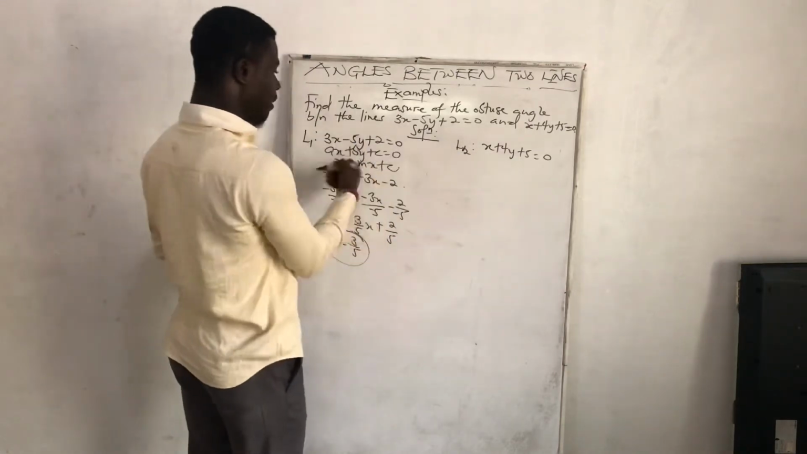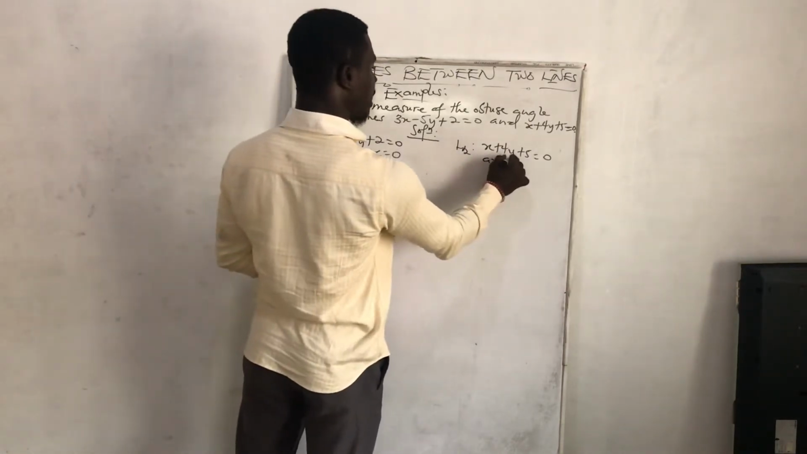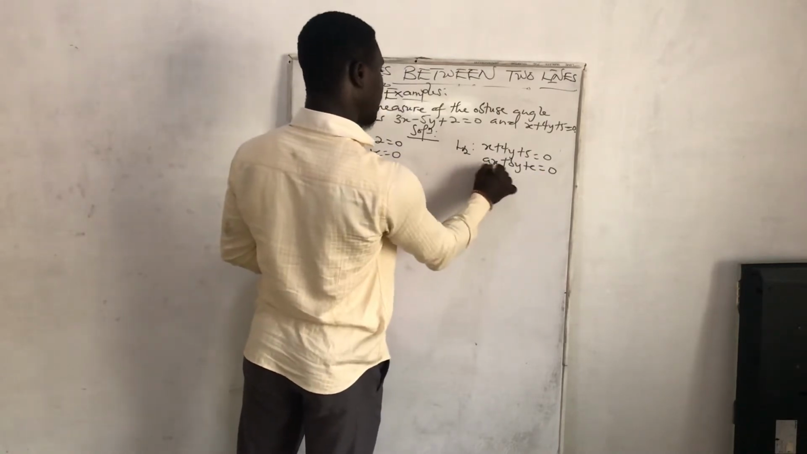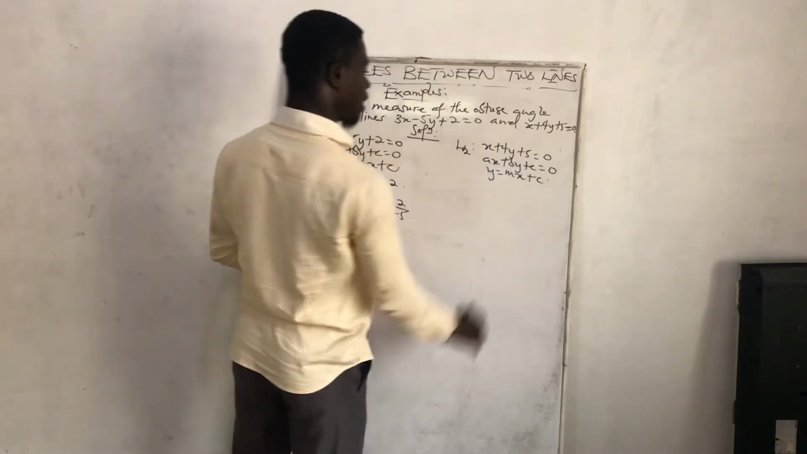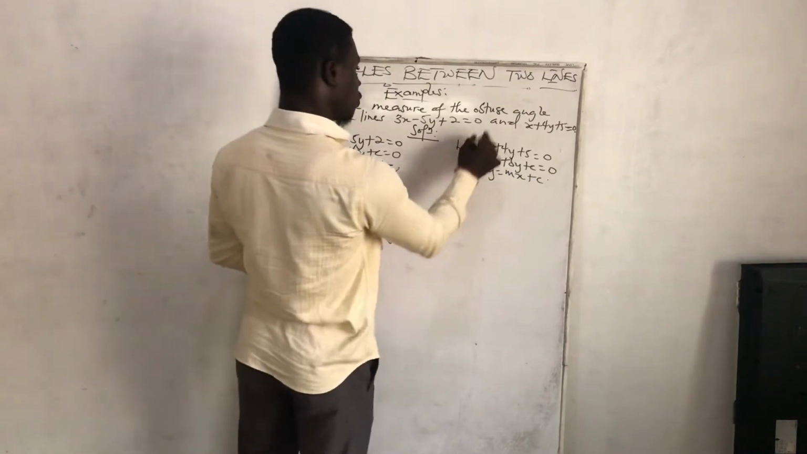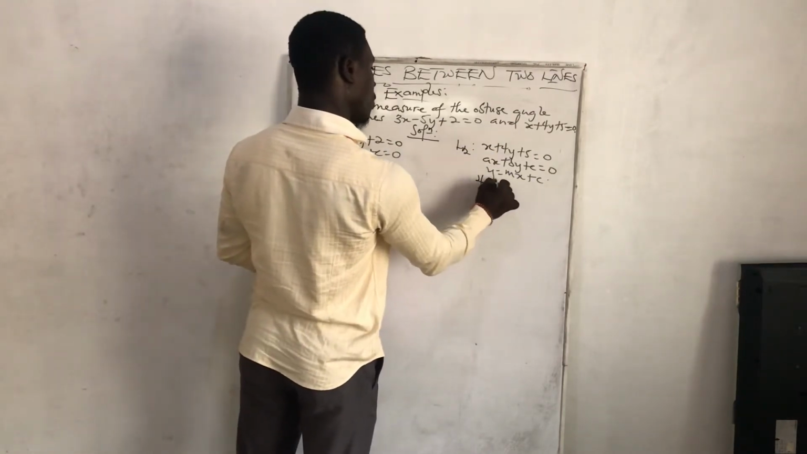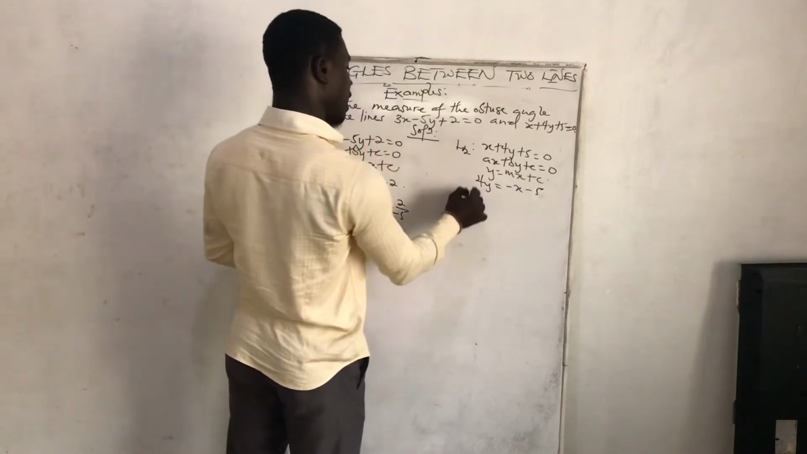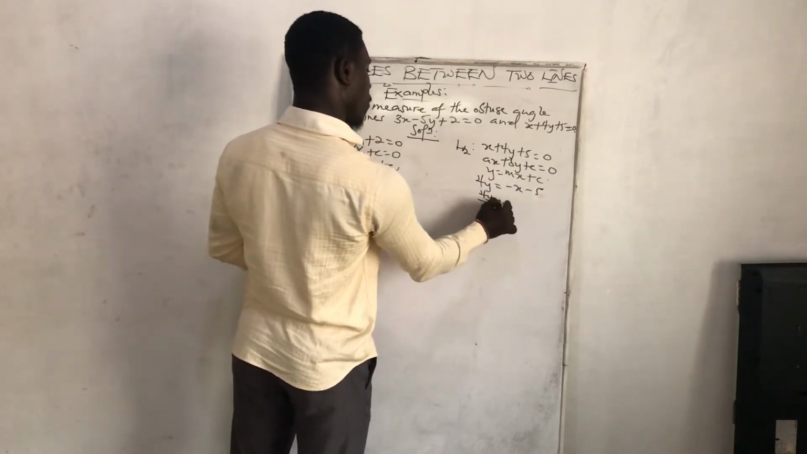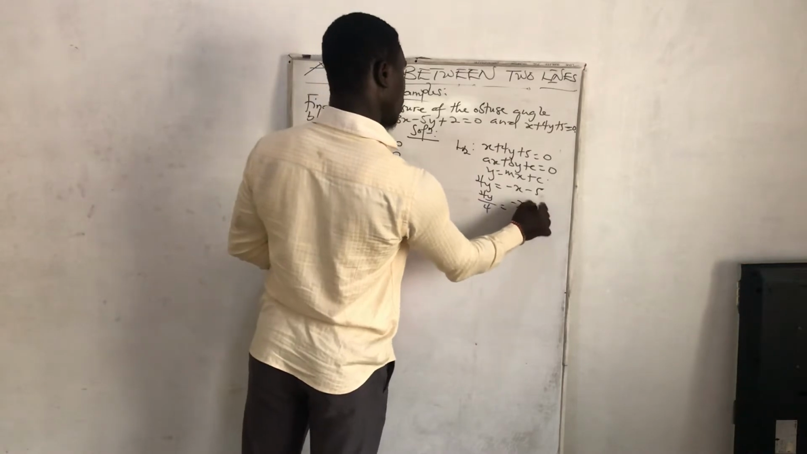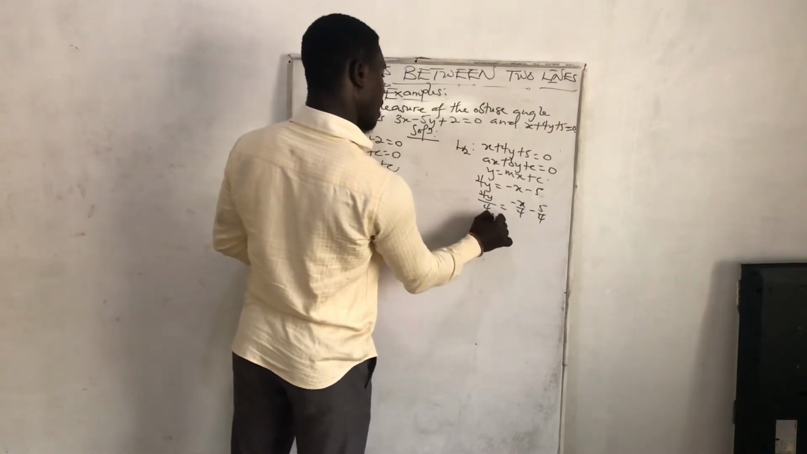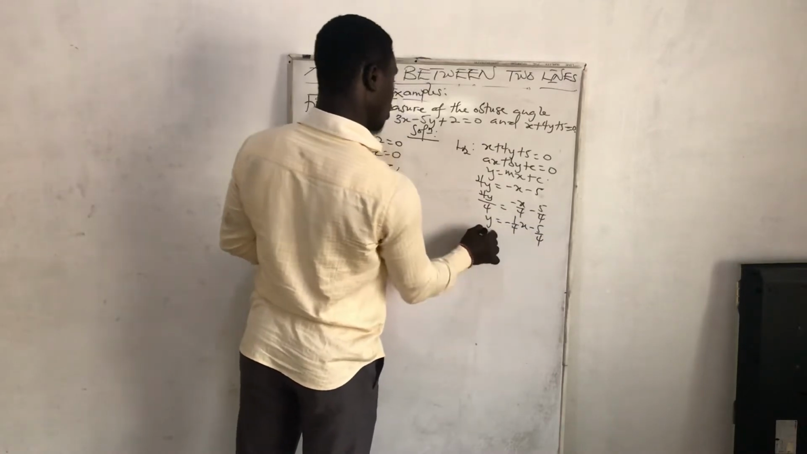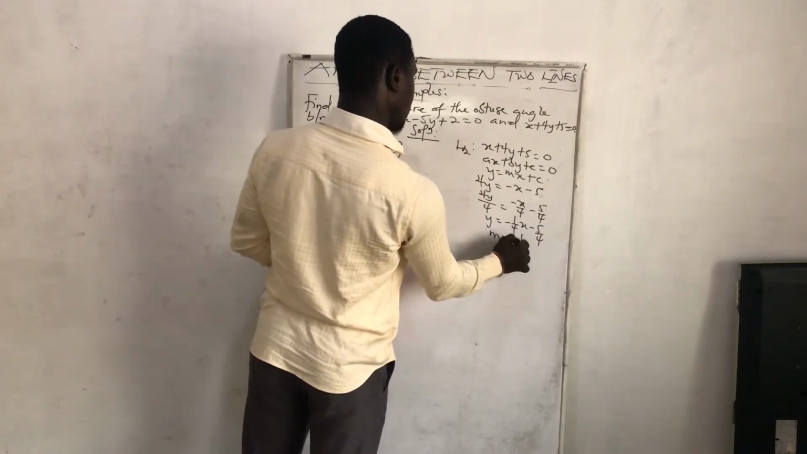Then the other one is also in the form ax plus by plus c equals 0, so I express it in the form y equals mx plus c. Making y the subject, 4y equals minus x minus 5. Then I divide both sides by 4, and I get y equals minus 1 fourth x minus 5 over 4. So I get m equal to negative 1 over 4.